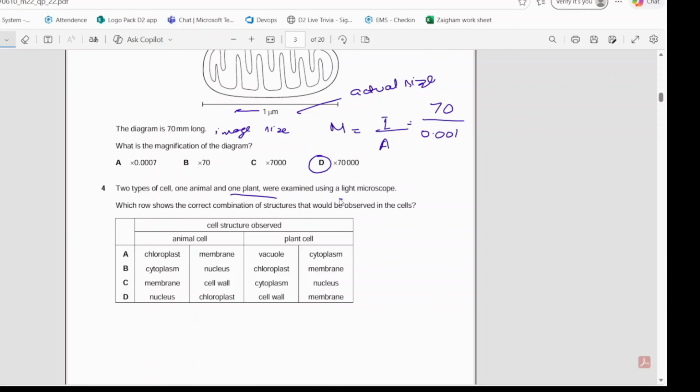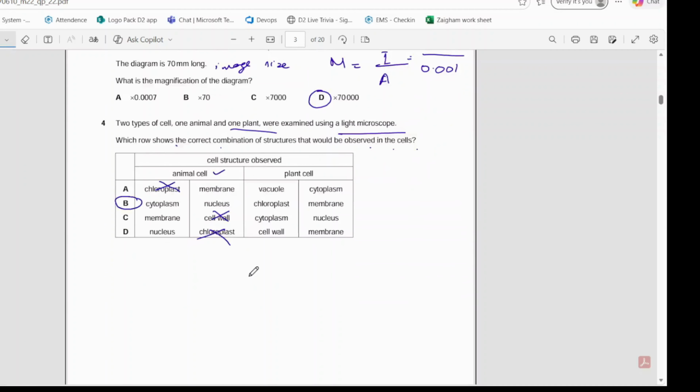Two types of cells, one animal and one plant, were examined using a light microscope. Which row shows the correct combination of structures that would be observed in the cells? Animal cells don't contain chloroplast. So let's remove these options. Cell wall is also not there. Let's remove these options. So the only correct option available is B, as these features are not present.